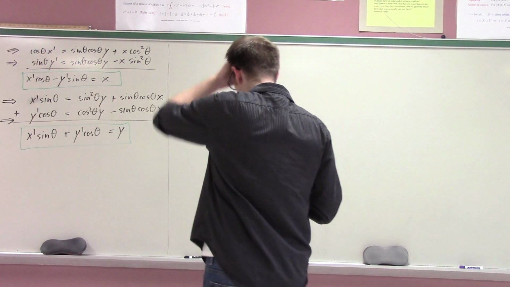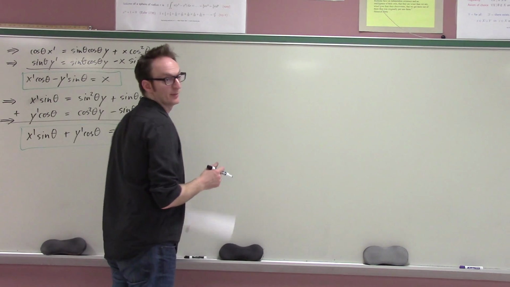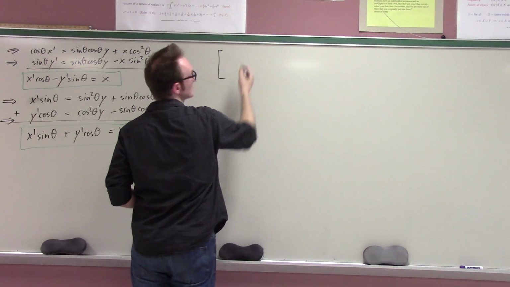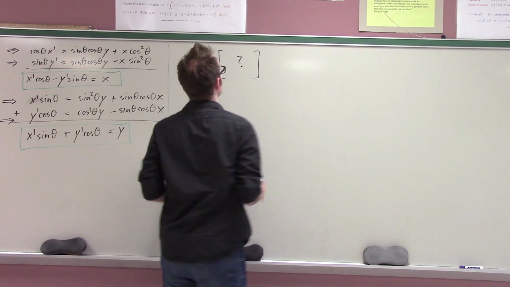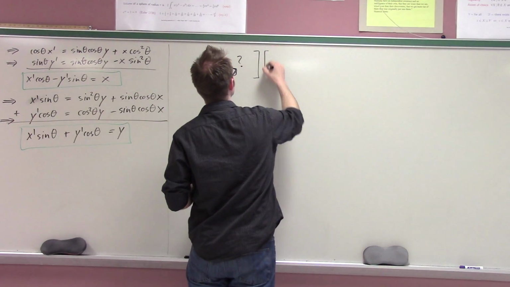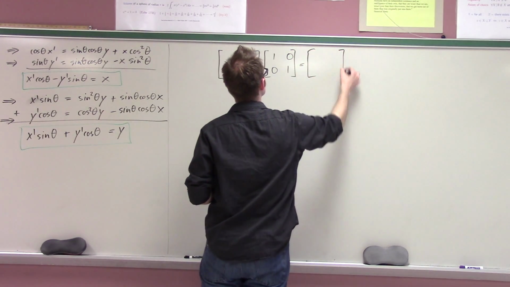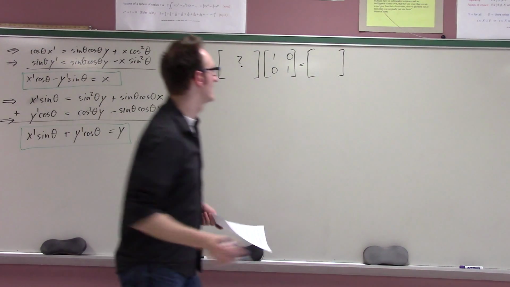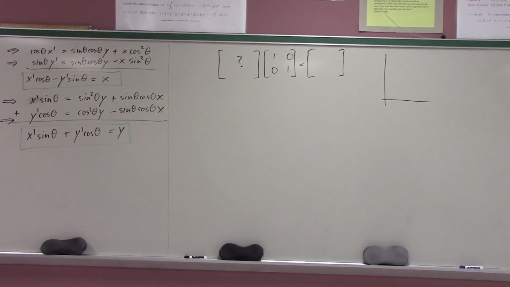So recall from way back that what we're looking for is a matrix which will rotate theta degrees counterclockwise. The way we do this is we try to figure out what that matrix does to 1, 0 and what that matrix does to 0, 1. And we can draw a little picture to remind ourselves of this.